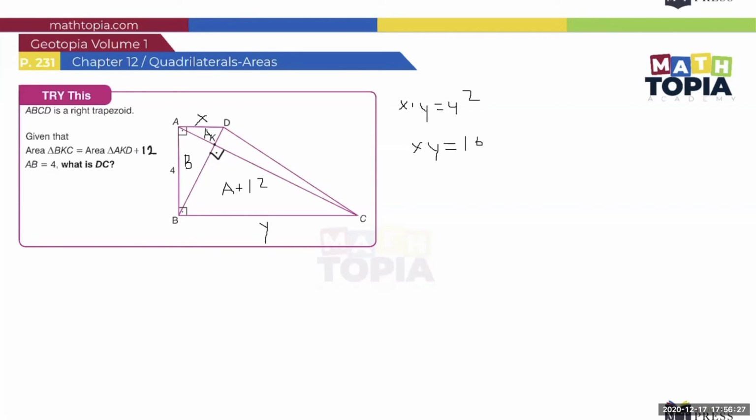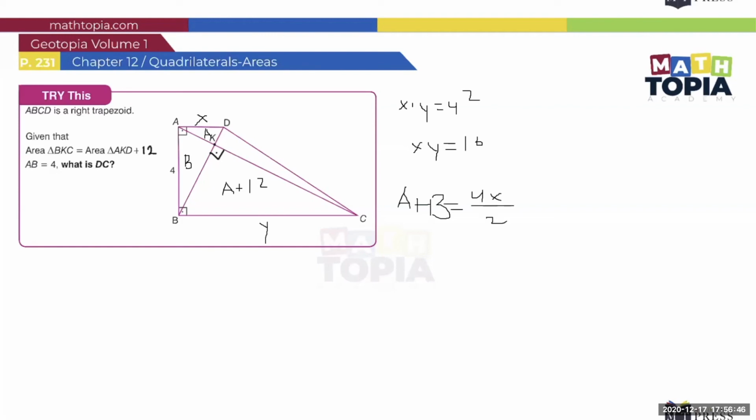Yes, the area of BKC is 12 more. Good. A plus B plus A plus 12, so it still preserves it being 12 more, right? So we have that the area of this A plus B here, the ADB triangle, is equal to 4 times x over 2.